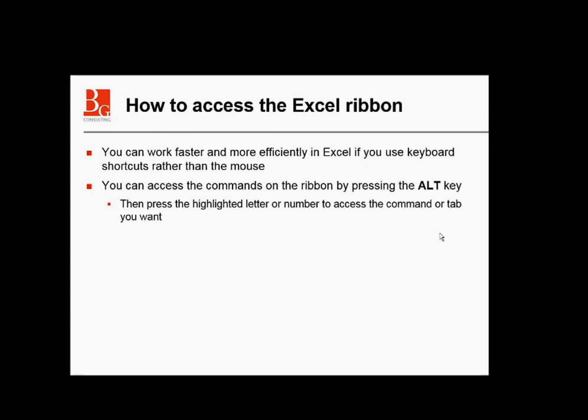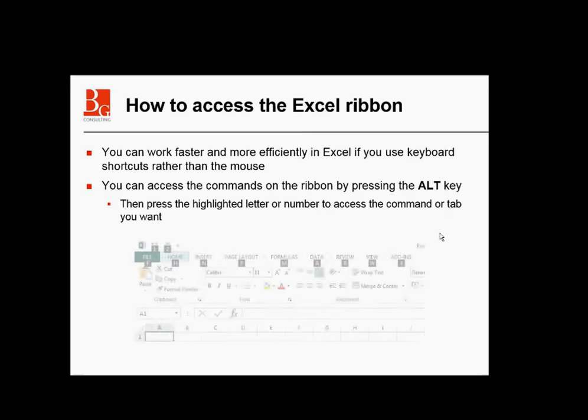I also showed you how to access the Excel ribbon using keyboard shortcuts rather than using the mouse. Using keyboard shortcuts makes you work faster and more efficiently. So, to access the commands on the ribbon, I pressed the Alt key. That then showed a highlighted number or letter against each of the various tabs. You then press the letter on the keyboard, matching to the section of the ribbon that you want, and then continue matching the letter on the toolbar buttons until you've accessed the tool that you want.